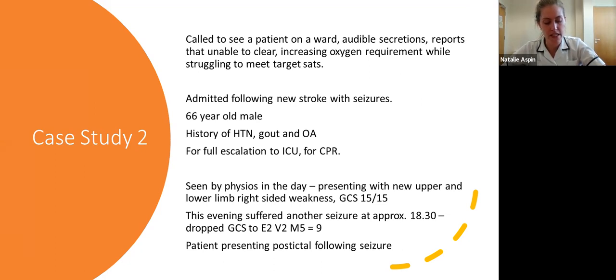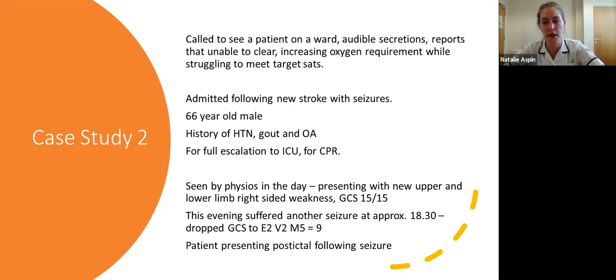He's been seen by the physios in the day and he's presenting with new upper and lower limb right-sided weakness, and he had a GCS of 15 that was documented on the previous physio assessment. This evening he suffered another seizure at about 6:30 and seemingly dropped his GCS. So he's dropped to a GCS of 9. He's only localising to pain. And now the patient's presenting in a postictal state following the seizure with a reduced GCS.